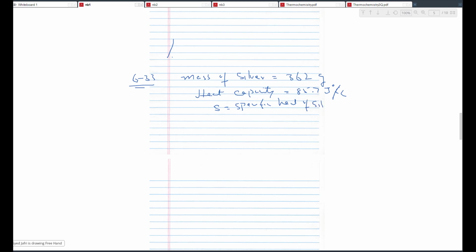Let's write the data. You tell me the data. A piece of silver of mass 362 grams. So mass of silver is 362 grams. It says it has a heat capacity of 25.7 joules per degree Celsius. Okay, what else? It asks, what is the specific heat of silver? So they are asking for S, the specific heat of silver.